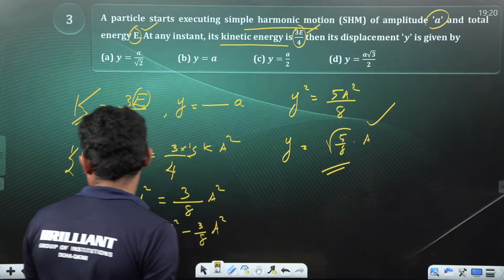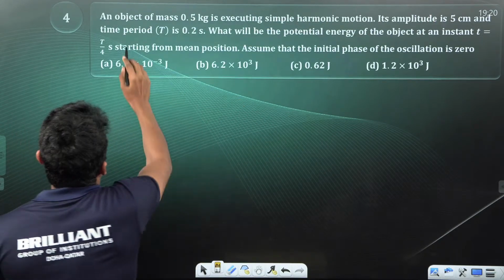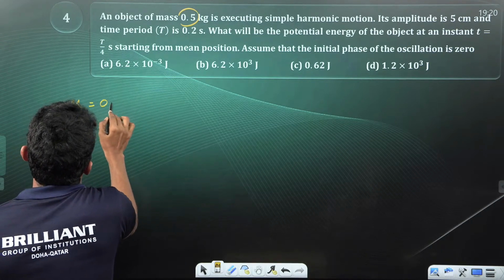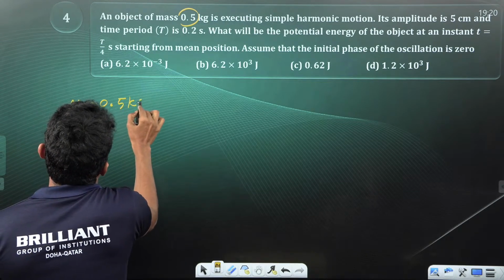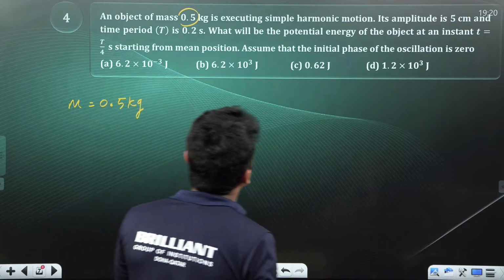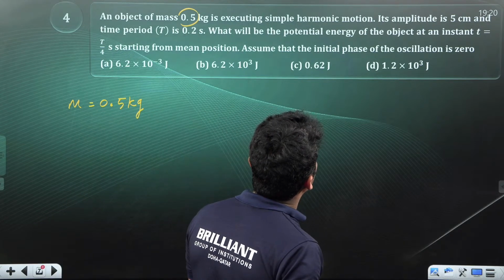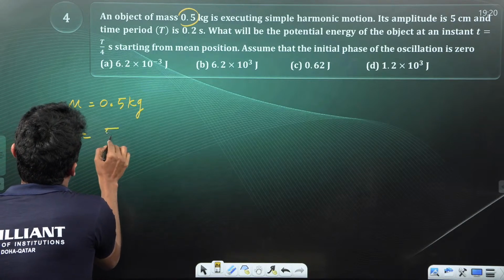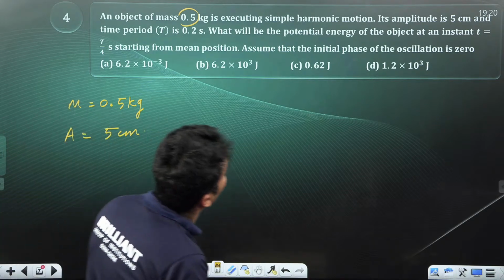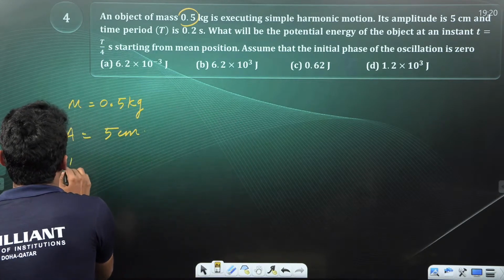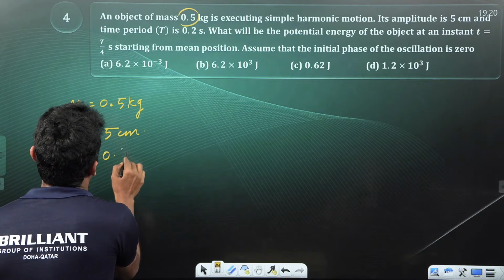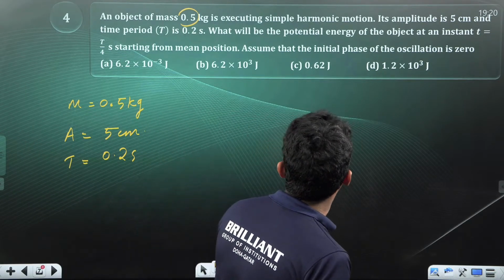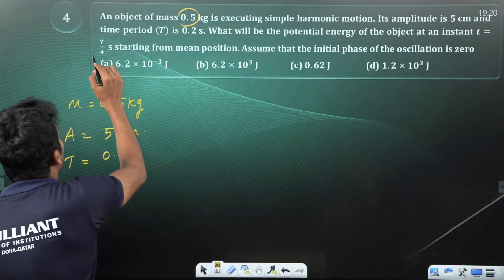Clear? Now the fourth question is: an object of mass 0.5 kilogram is executing simple harmonic motion. Its amplitude is 5 centimeter. Time period T is given as 0.2 second. What will be the potential energy of the object at an instant t equal to T by 4 second?